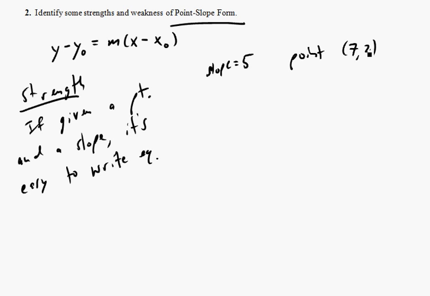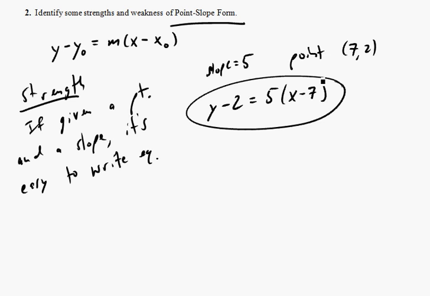If I gave you this information, if you were using slope-intercept form, you'd have to do some work to find the y-intercept in order to write the equation. However, if I give you this slope and this point, to use point-slope form, it's simply a matter of substituting the 2 in for the y-coordinate, the 5 in for the slope, and the 7 in for the x-coordinate, and you come up with the equation almost immediately. So that's an obvious strength of point-slope form.